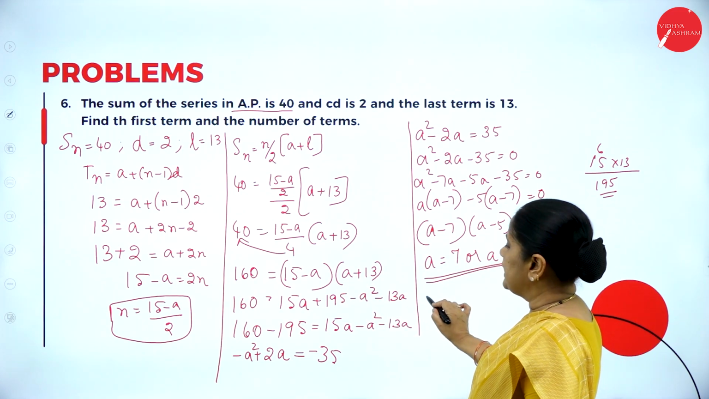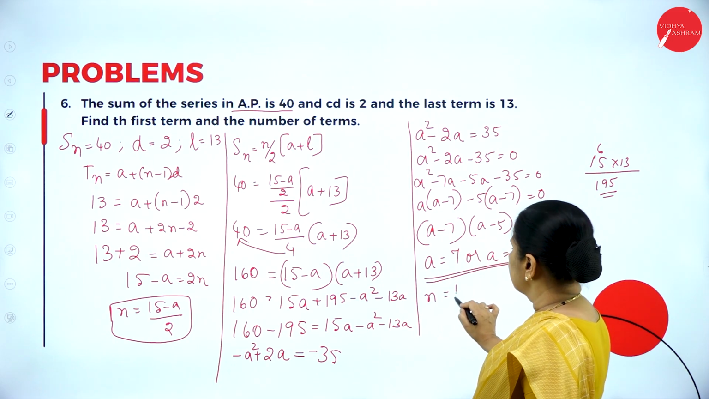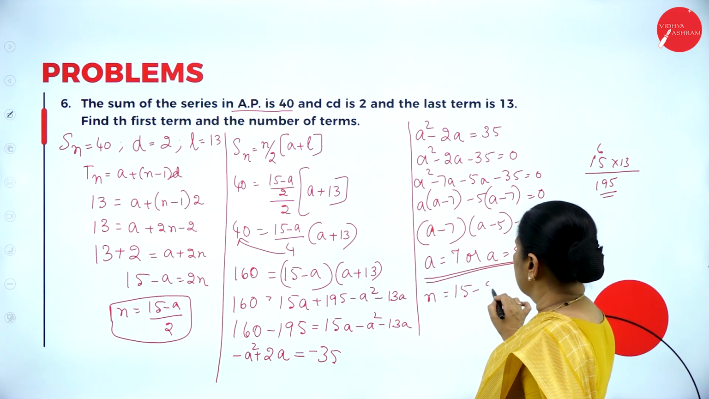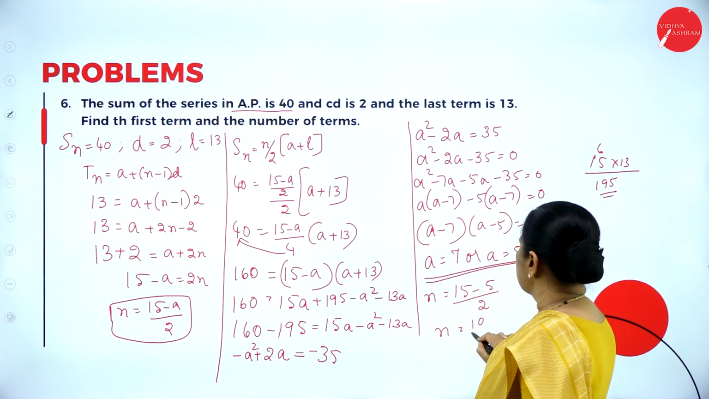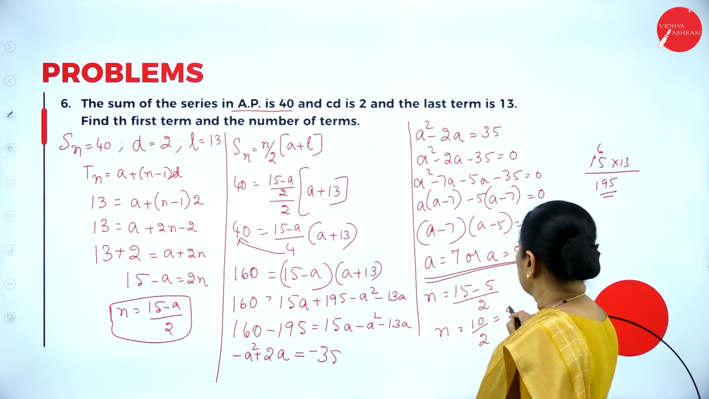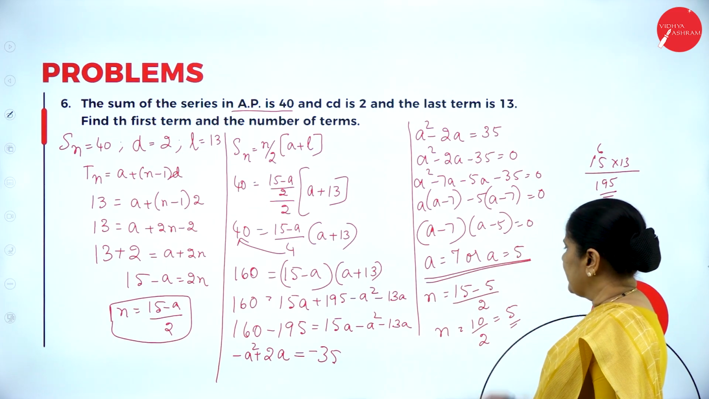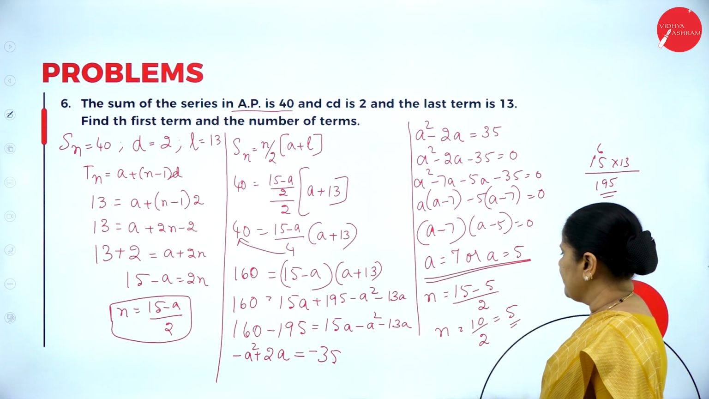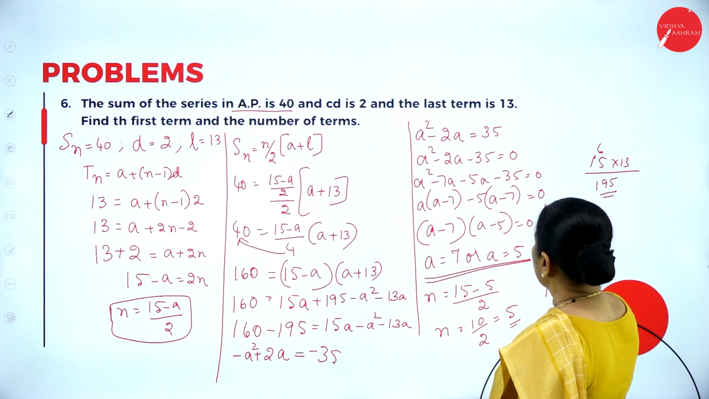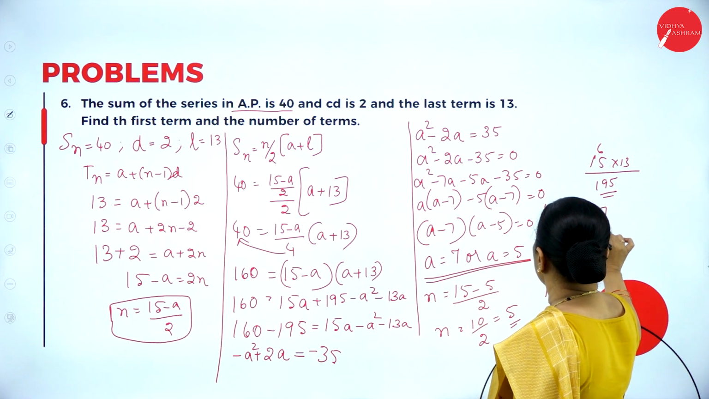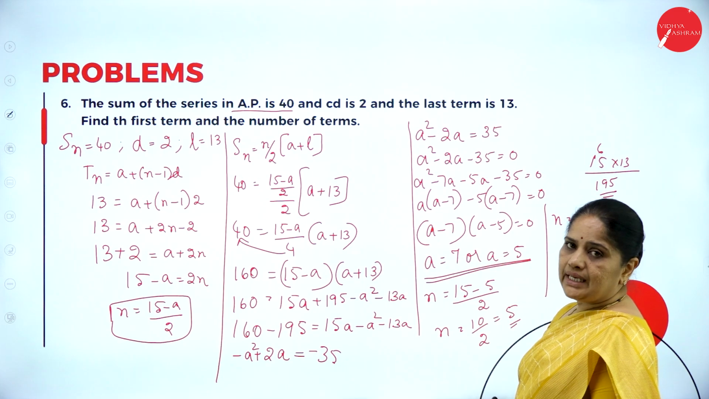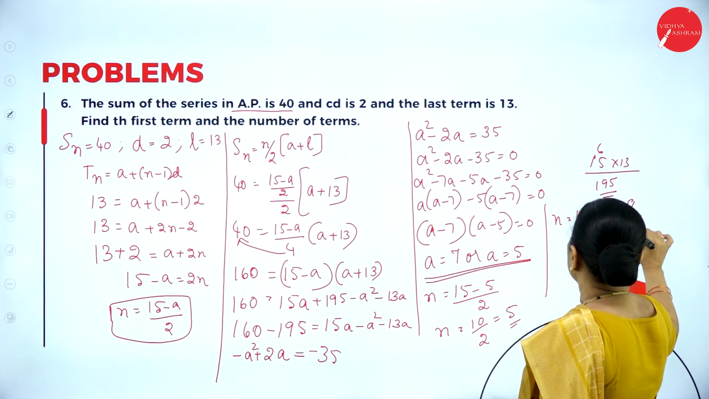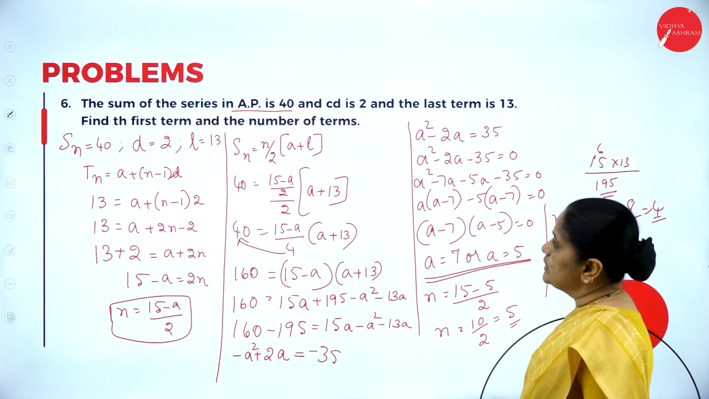Now, we have to find the n. N equals 15 minus 5 divided by 2. N equals 10 divided by 2, that is 5. So when A is 5, n is 5. Or when A is 7, n equals 15 minus 7 divided by 2. So 15 minus 7 will be equal to 8 divided by 2, that is equal to 4.